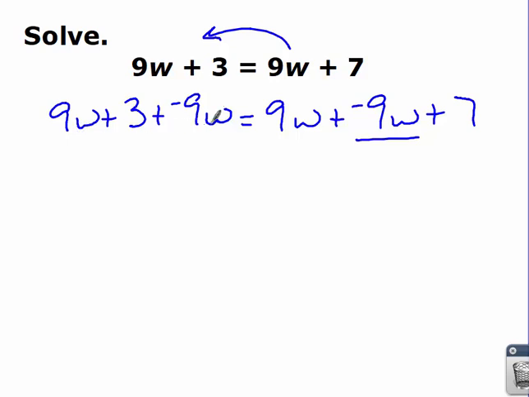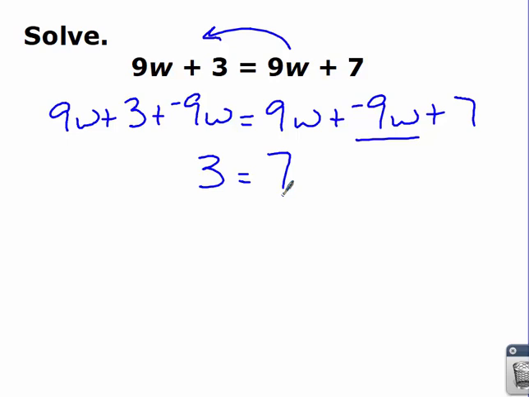This 9w and this negative 9w actually cancel each other out. They eliminate each other. So all I'm left with on this side is just 3. But on the right-hand side, again, I have the 9w and a negative 9w. Again, they eliminate each other and we only have 7 left.